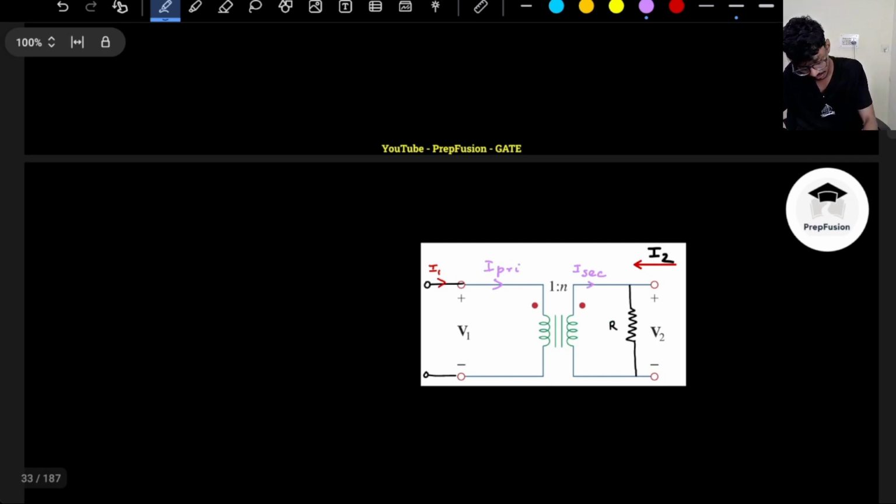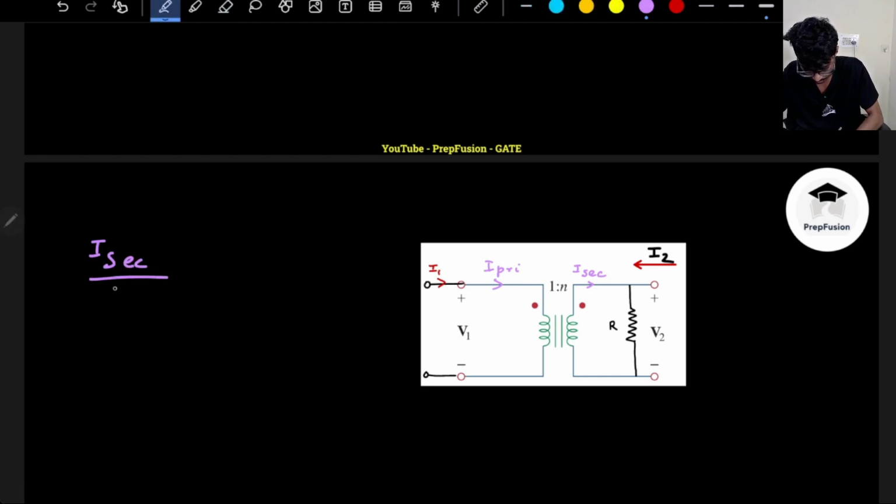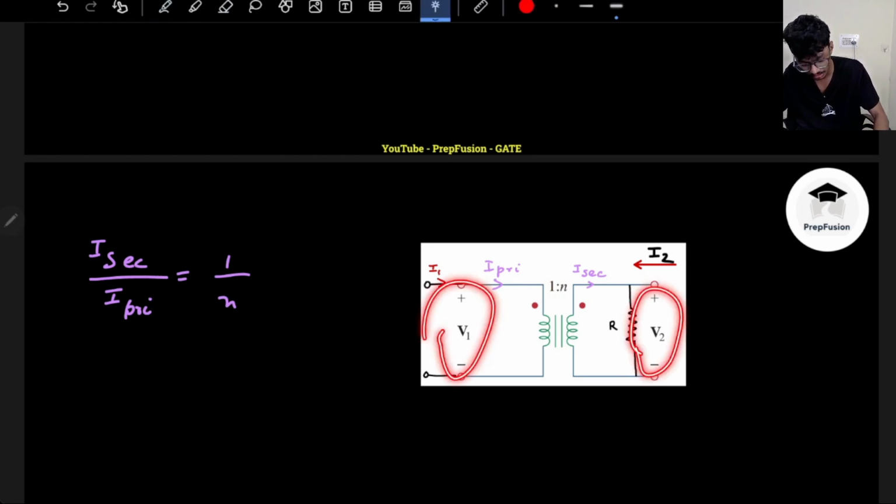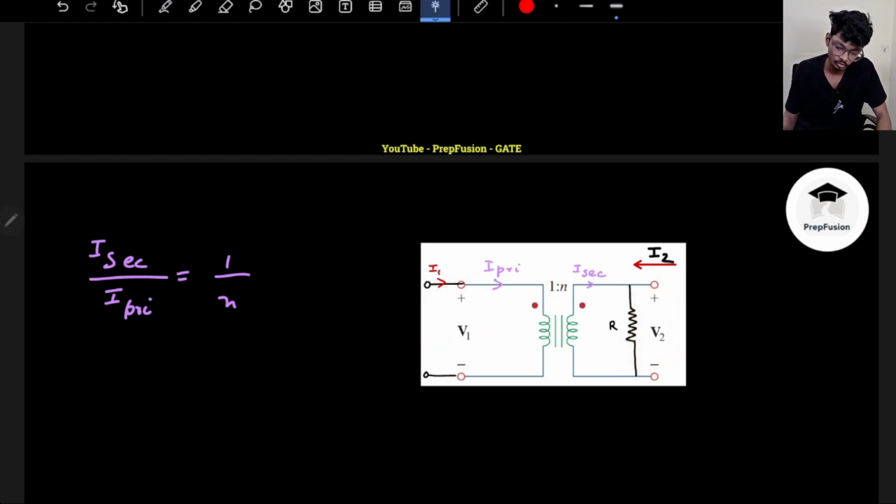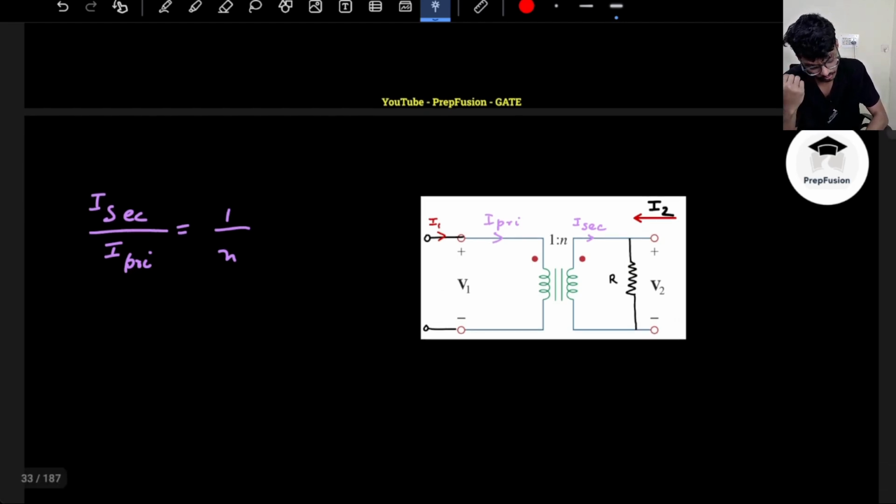Now you can write the relationship for the transformer current. I know the relationship is I secondary upon I primary equals the opposite turns ratio, it will be 1 by n. The voltage relationship is still there, but I have not told you that impedance parameters will not exist if voltages are directly related. I have not described that, so that does not matter.